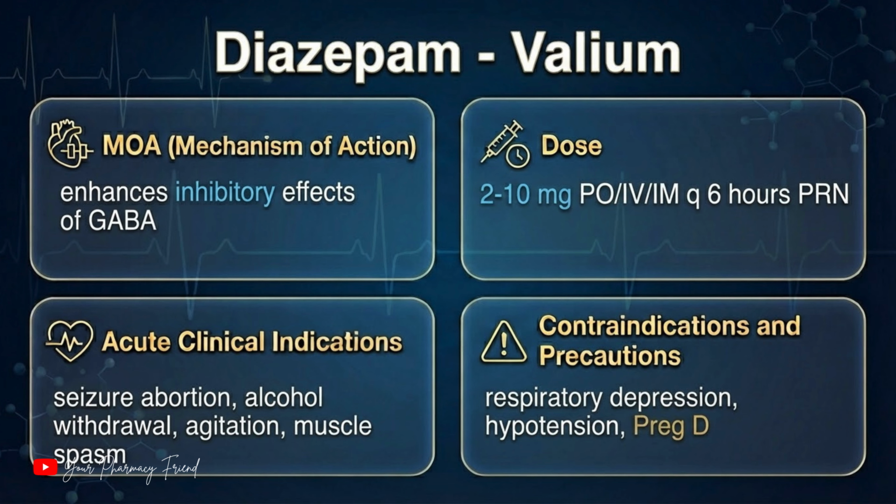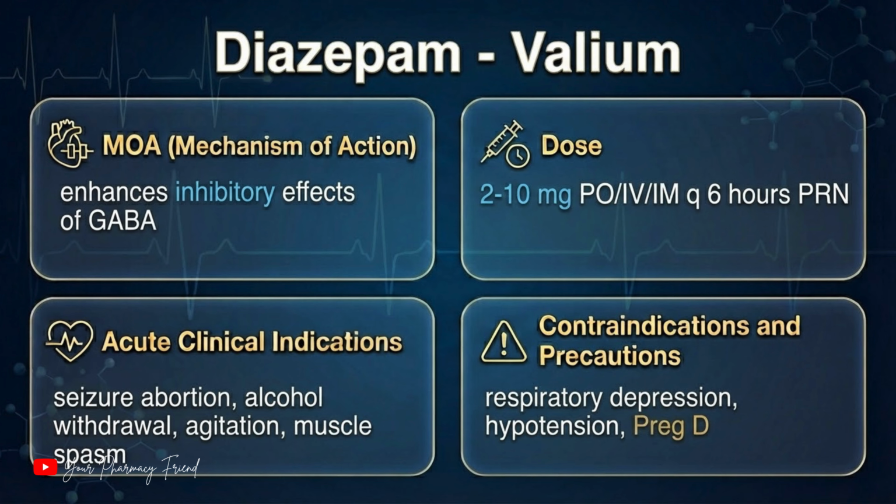One of the most important risks associated with diazepam is respiratory depression, particularly when administered intravenously or when combined with other central nervous system depressants, such as opioids or alcohol. Diazepam can also cause hypotension, especially in higher doses or in patients who are already hemodynamically unstable. Because of these risks, patients receiving diazepam, especially in acute settings, should be closely monitored for respiratory and cardiovascular function.